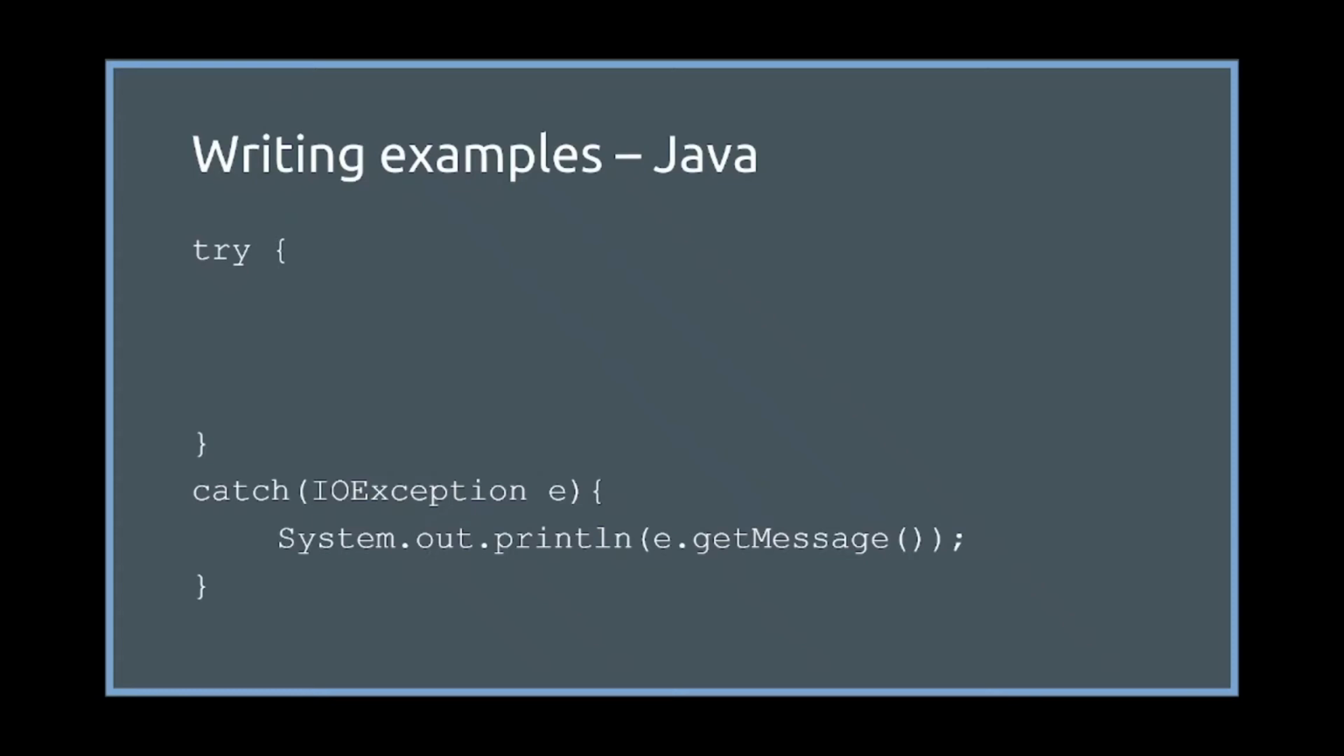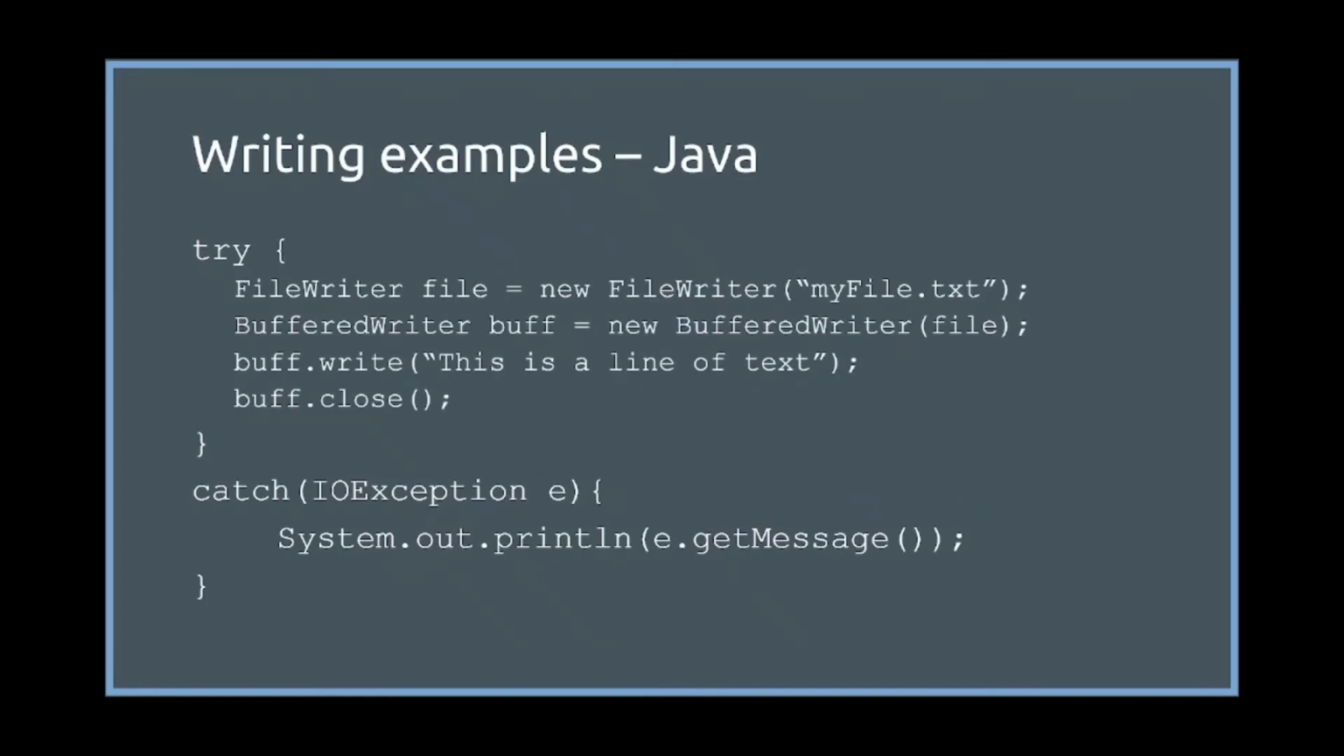So inside my try block, you can see that we've got FileWriter file equals new FileWriter, and then myfile.txt. We've then got a BufferedWriter, which I have called buff, and that's going to make a new BufferedWriter, and it's going to take that FileWriter object that we made earlier. We then can write to our files using the BufferedWriter, and then we save those changes by closing our BufferedWriter.